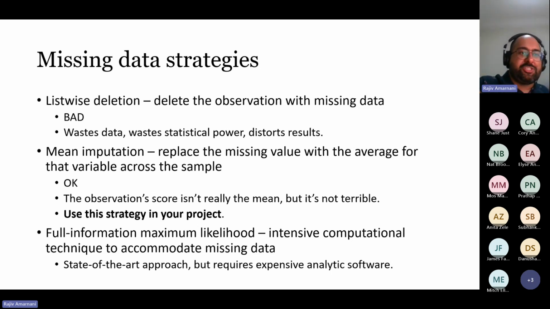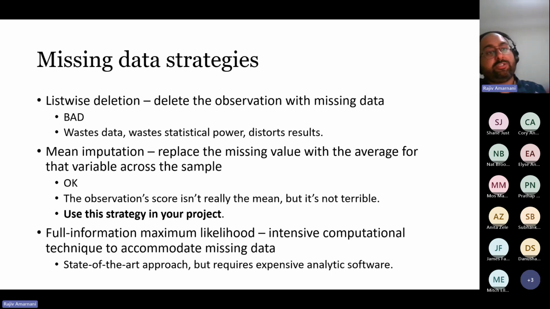The alternative, which is not great, but it's okay, is mean imputation, where you replace the missing value with the average. Now, for that observation, what was their actual value for that variable? We don't know. Maybe it's the average, maybe it's not. By putting in the average, you minimize how much that observation affects the regression model for that variable. That's why we do it. It's minimizing the impact of that specific bit of missing data. It's not optimal. It is just okay.